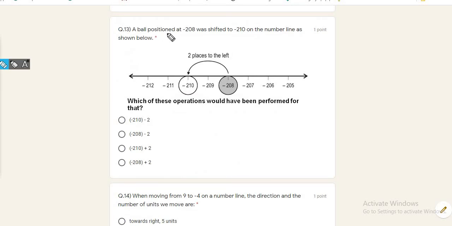Question 13. A ball is positioned at minus 208, and was shifted to minus 210 on the number line as shown below. The ball was at minus 208 and it moved 2 places left. So when a number is moved towards left, it is taken as minus. So minus 208 minus 2 will give you minus 210. So B is the correct option.